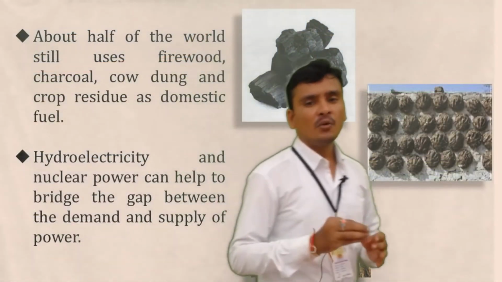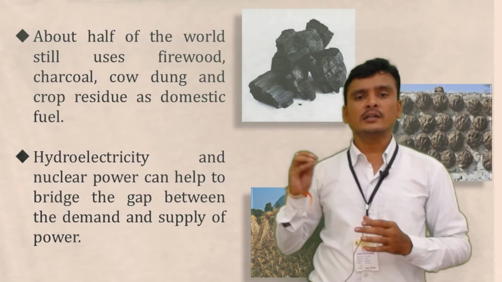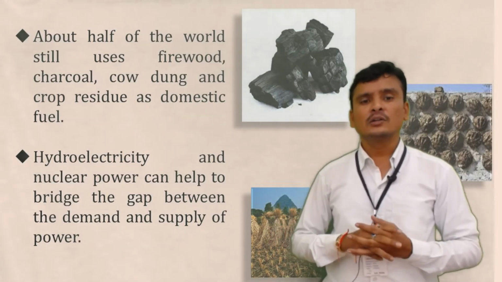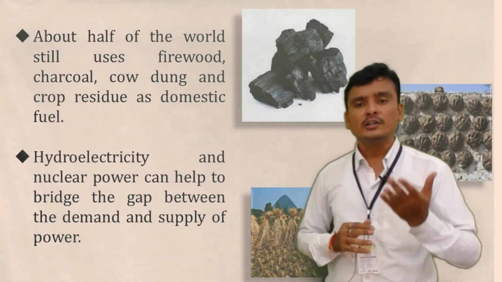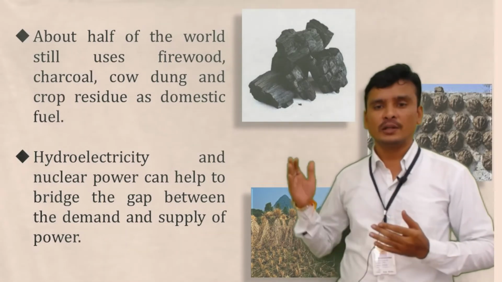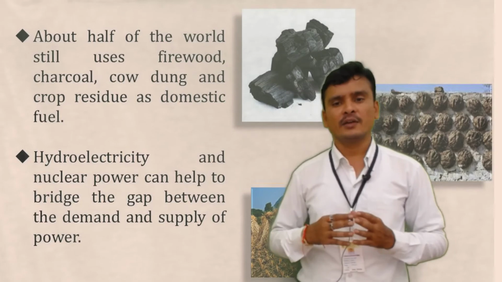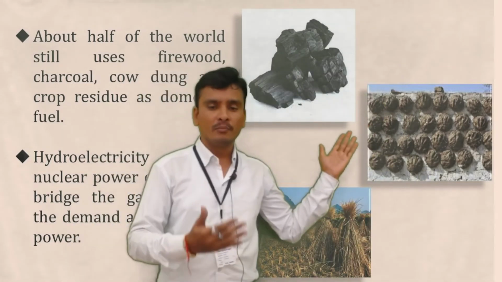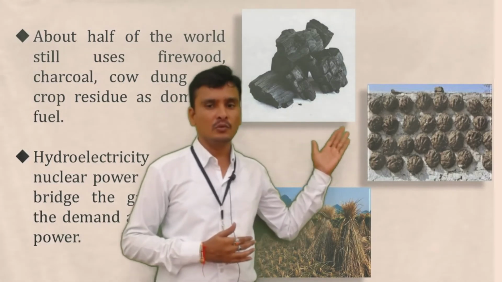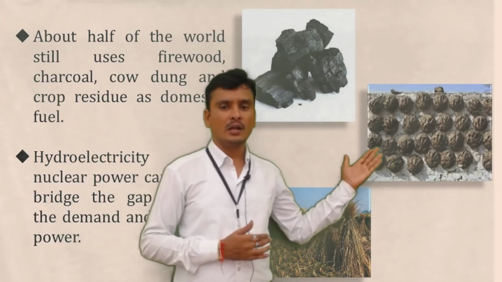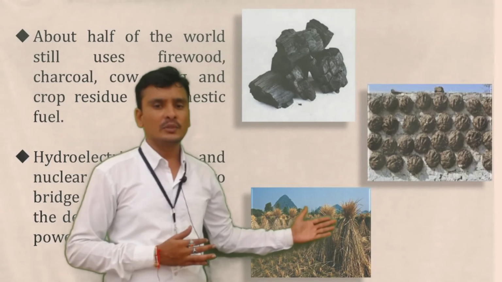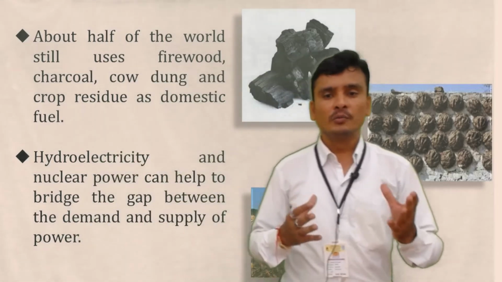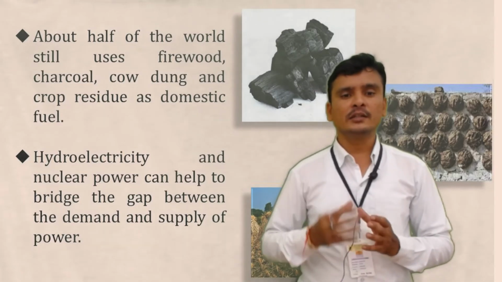Still nowadays, firewood, charcoal, cow dung cake and crop residue are used as domestic fuel, especially in rural areas. This is charcoal; after the burning of wood, we get charcoal. Then this is the cow dung cake, and this is the remains of the crops. So these are used as fuel to burn in the house, especially in the kitchen.